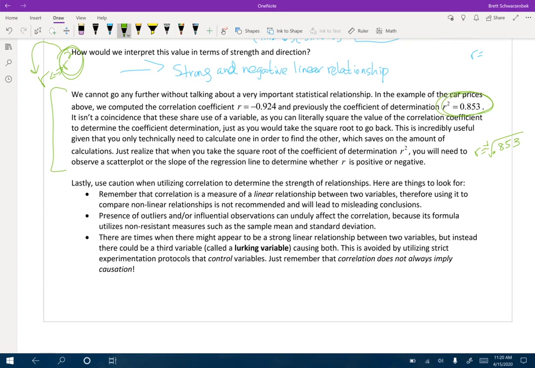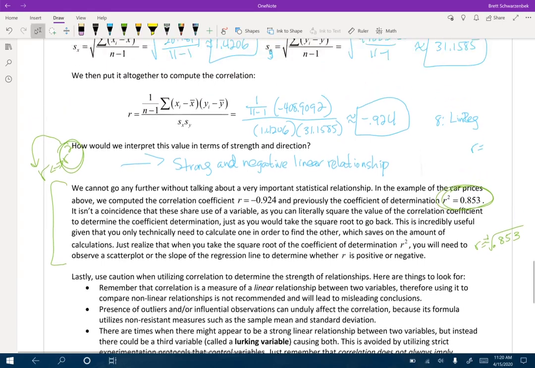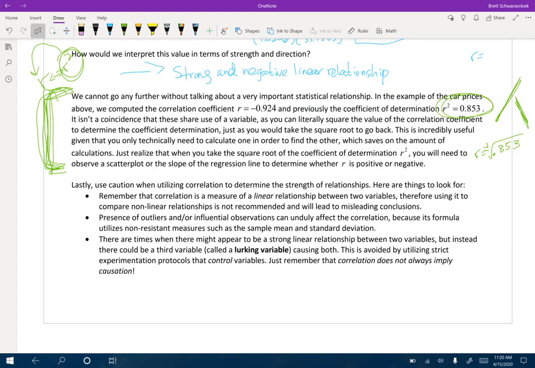The only way to really determine whether it's positive or negative is to look at the graph. When you look at the graph of the stack of points, if it's a rising line, then the correlation is positive. If it's a falling line, then the correlation will be negative. So this is actually important. I do recall on exams in the past, whether that'll be the same in this remote environment, that you will be asked to calculate R from R squared, and students will put the wrong answer and assume it is positive.